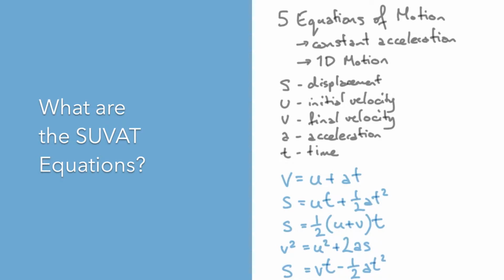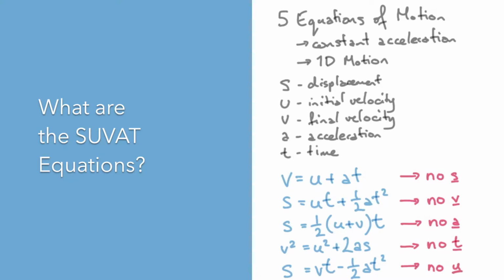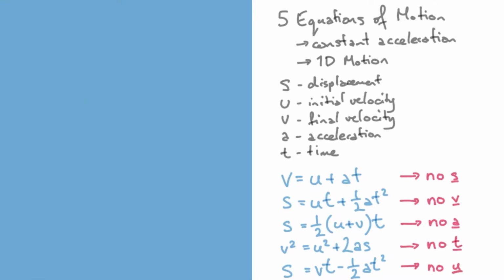Now, each of these 5 equations have 4 of those variables in it, and there's one missing. So the first one here, for example, has no S or no displacement. The second equation has no final velocity V. The third equation has no acceleration. The fourth equation has no time variable T. And the fifth equation has no initial velocity. Okay, so we can pick and choose which formula applies depending on what we're given in a question.